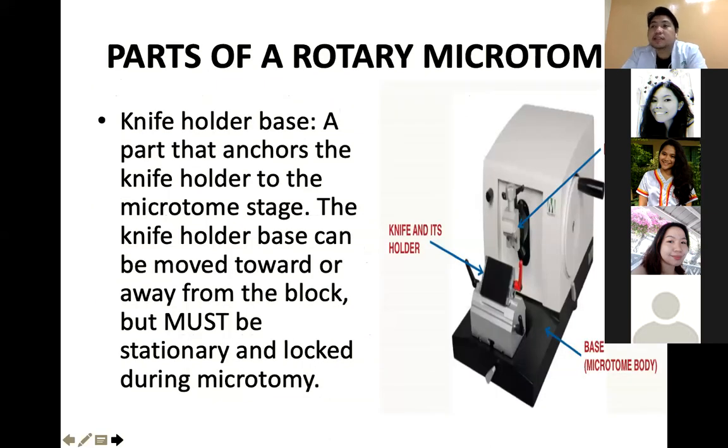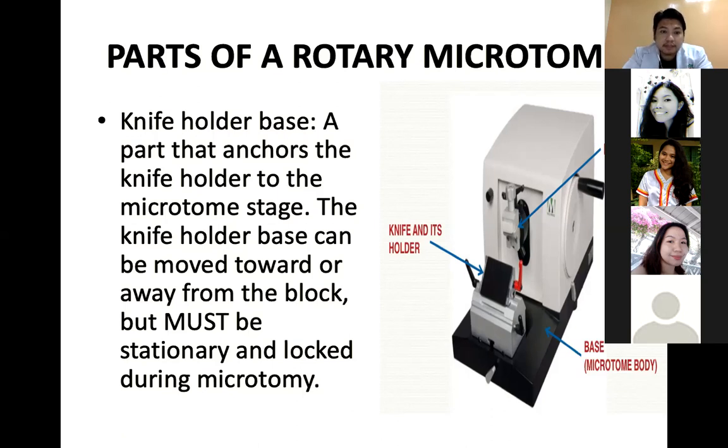Okay. Now let's discuss the parts of the rotary microtome. I know this is an assignment of yours, so I know you are familiar with this. Okay. So first we have the knife holder base, a part that anchors the knife holder to the microtome stage. Ito yan. Diba? Ito siya, knife holder base. Dito nilalagay yung knife holder.